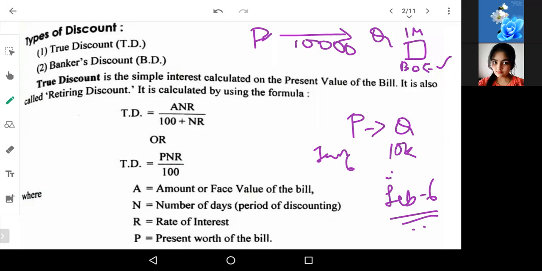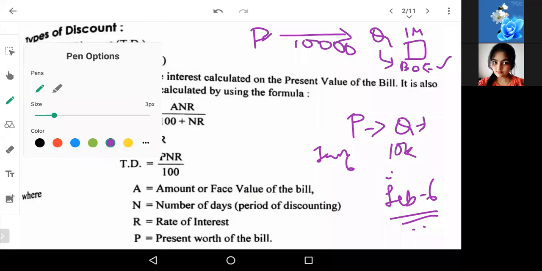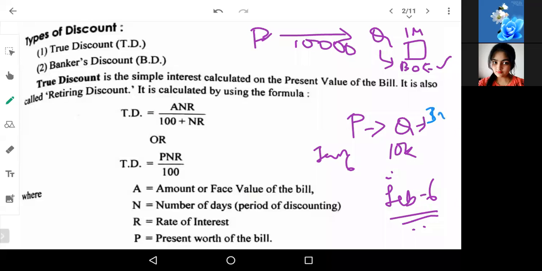Now who will have this bill of exchange? Q will have the bill of exchange. Now Q is in immediate need of money. He requires this 10,000 rupees. So what will Q do? Q will take the bill of exchange to the nearest bank. And he will give the bill of exchange.